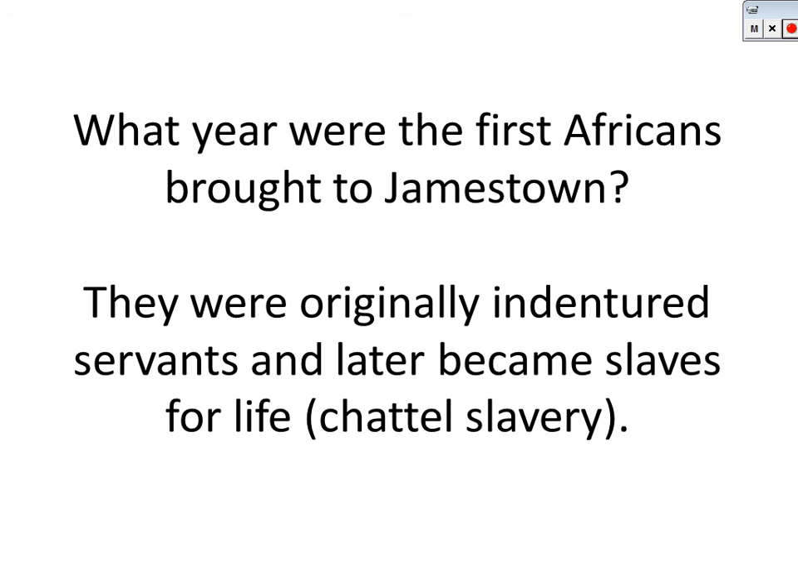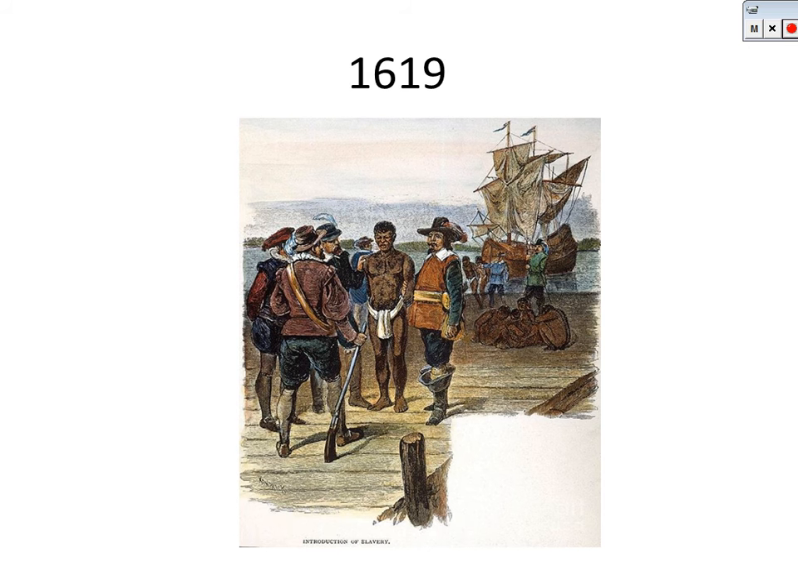What year were the first Africans brought to Jamestown? Good job. 1619. Remember, the first group were indentured servants, and 50 years later they become slaves owned for life, chattel slaves.